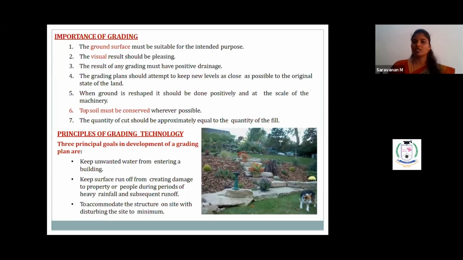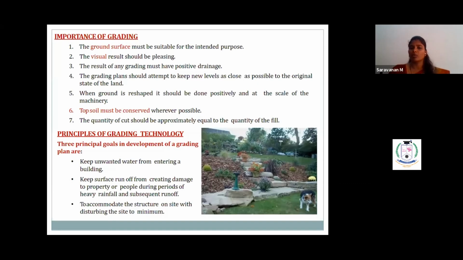Topsoil must be conserved. The quantity of the cut should be equal to the quantity of the fill. So when you do the cut and fill process, however much volume of sand or earth you take off, the same should be filled. So it comes in the next image. I'll show you that.